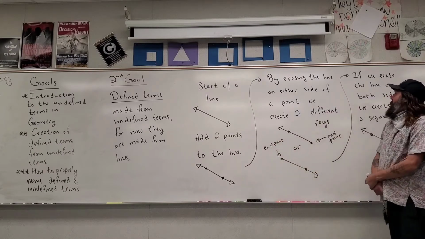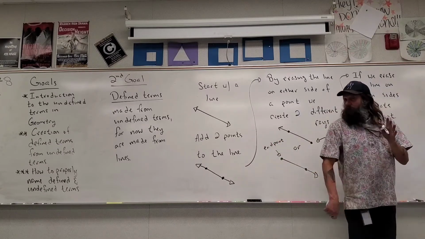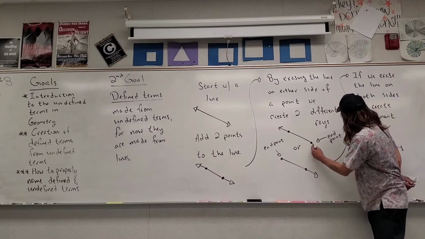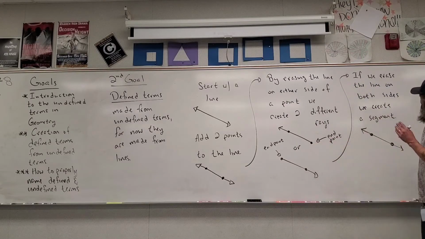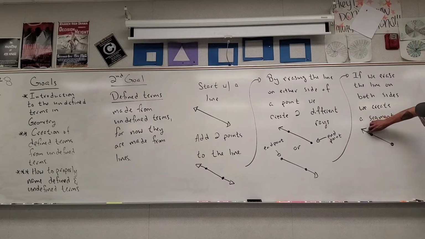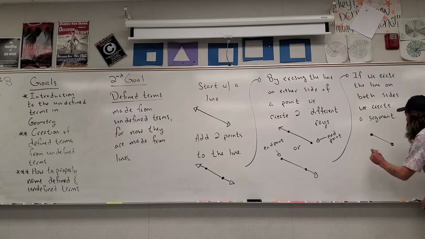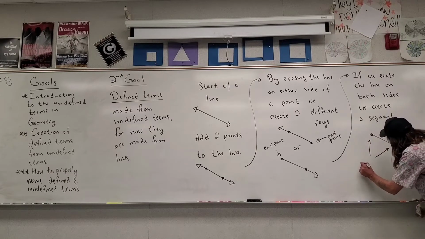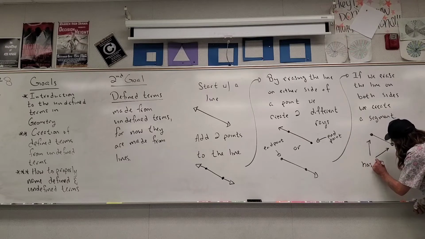Okay. Now, we get a ray if we eliminate part of the line on one side of the point. If we erase the line on both sides, we create what we call a segment. So if I erase the line right here and I erase the line right here, I have what we call a segment. Now a segment has two endpoints. So there's an endpoint and there's an endpoint. So this has two endpoints.